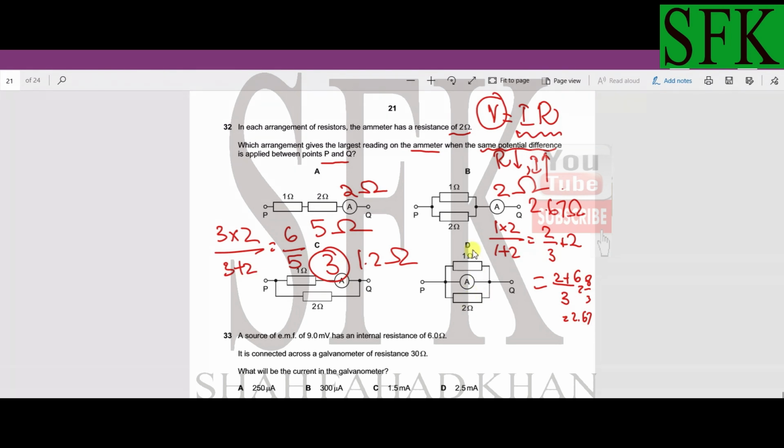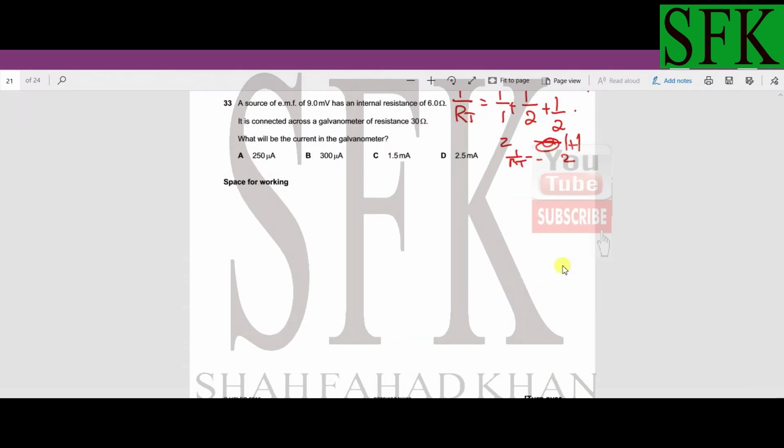And what about the last one? All three are in parallel, so we'll need to use the complete formula. 1 upon RT equals 1 upon R1 plus 1 upon R2 plus 1 upon R3. Let's add them up. This becomes 1, and 1 plus 1, which equals 2. So 1 upon RT equals 2 in this case, and then RT equals 1 upon 2, which is 0.5 ohms.